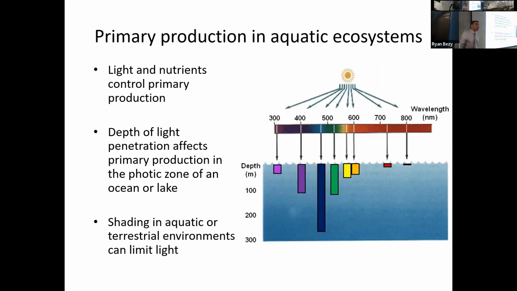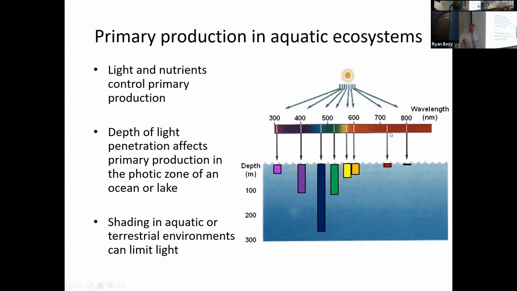Primary production in aquatic ecosystems. Light and nutrients control primary production within aquatic ecosystems. So light availability and nutrient availability are the limiting factors on primary production in aquatic ecosystems. For instance, the depth of the body of water affects primary production in oceans or lakes. Certain colors of light, or certain wavelengths of light.